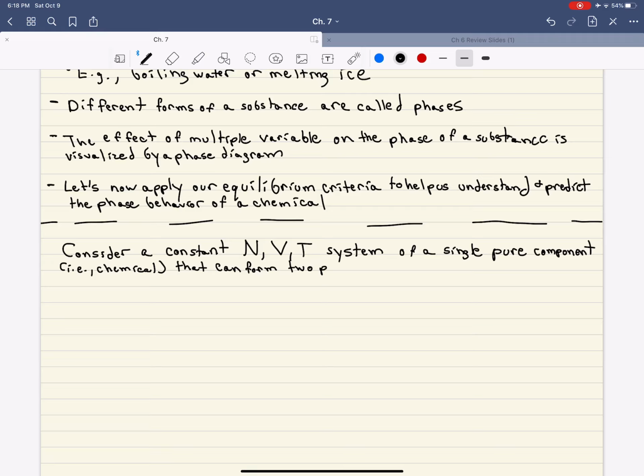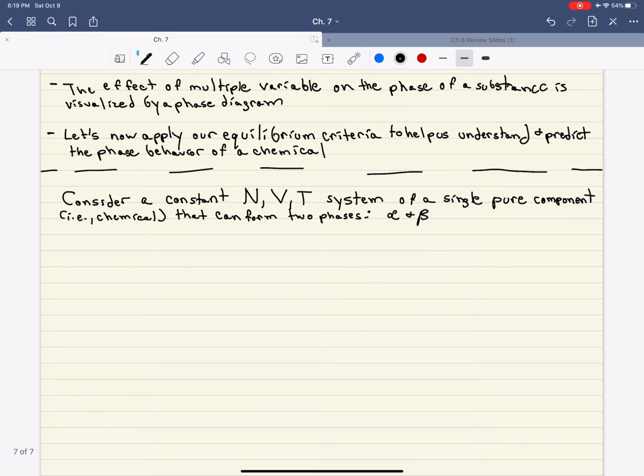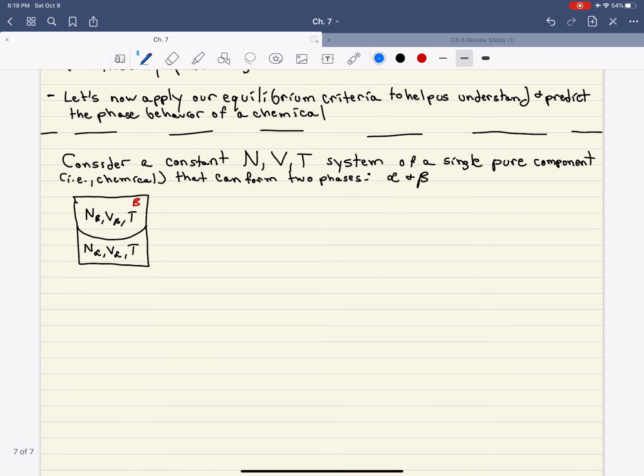And we're going to keep this general. So I'm not going to say liquid, solid, or vapor, but rather I'm going to say we have two phases of alpha and beta. Okay. All right. And so let's say in our constant NVT system, it looks like this, where in the bottom part of the system, we have the alpha phase, and in the top part of the system, we have the beta phase. Okay, so we'll call this beta up here, and we'll call this alpha down here.